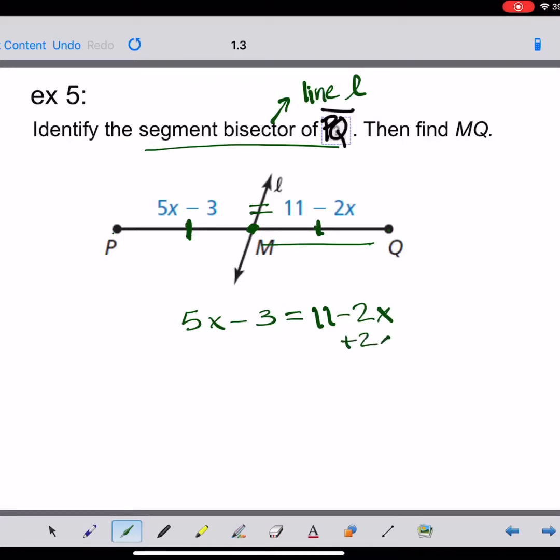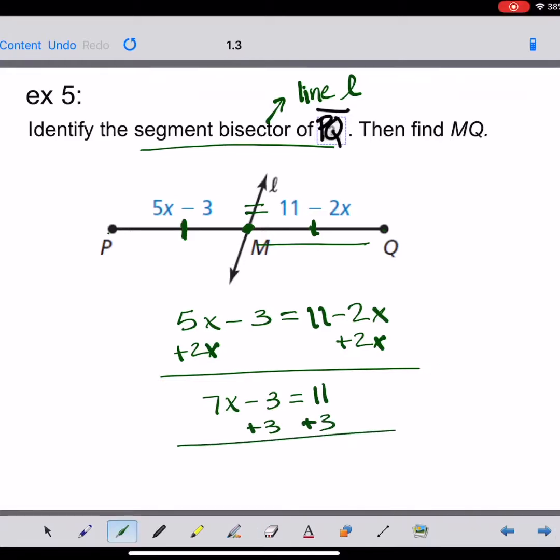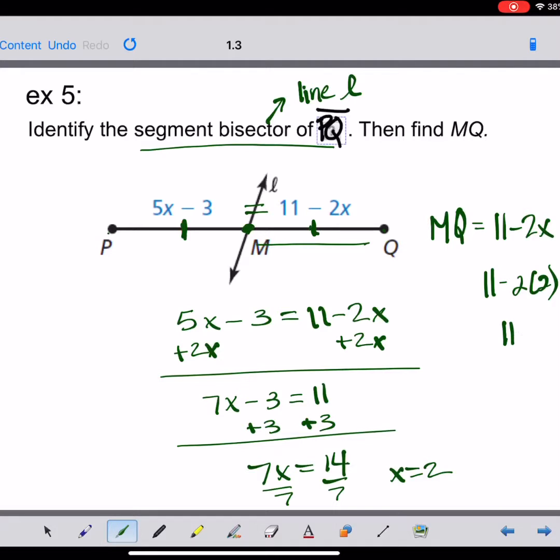I'm going to solve algebraically. And x is equal to 2. However, we are not done because we need to find the length of MQ, which is represented by 11 minus 2x. So we have 11 minus 4, which is 7. And that is our final answer.